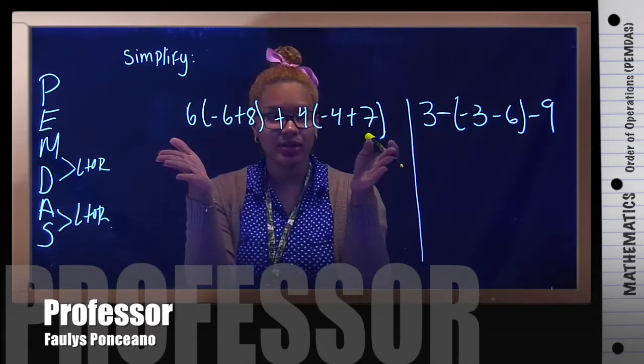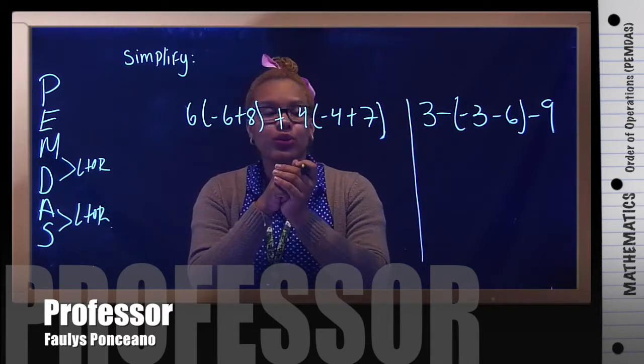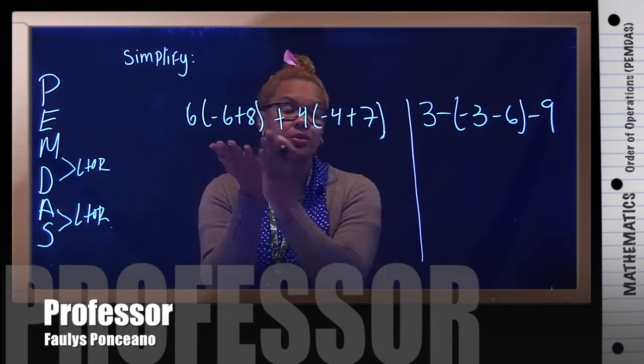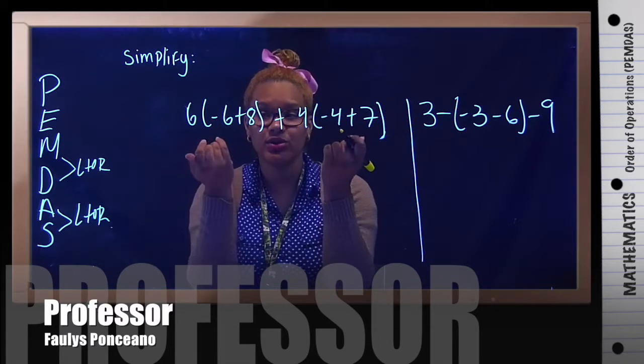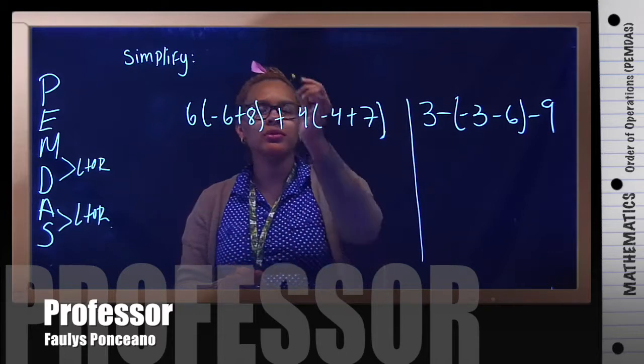So we're going to start with this example first. I want you to look at it and tell me, where do we start? Well, we have grouping symbols, right? So we're going to pick the first one here. Inside the grouping symbol, what do we need to do? We have a negative and a positive. Maybe I'll write it over here.